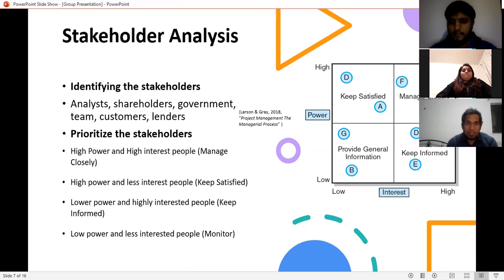According to this figure, by Lessen and Gray 2018, Project Management: The Managerial Process, high power and high interest people should be managed closely. High power and less interest people should be kept satisfied. Lower power and highly interested people must be kept informed, and lower power and less interest people should be monitored carefully. Next slide, please.